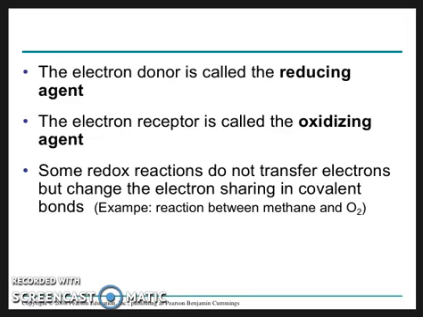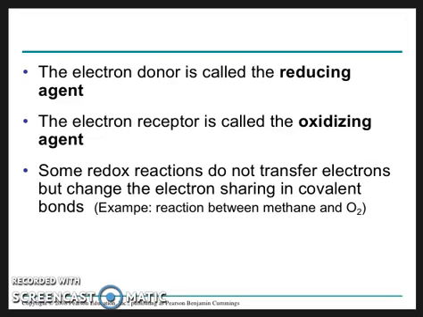And then the opposite is true. If you're the electron acceptor, you get an electron, you become reduced, you're called the oxidizing agent. So if you gain an electron and become reduced, you're called the oxidizing agent.